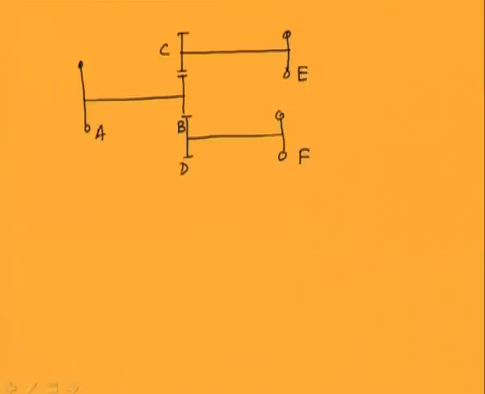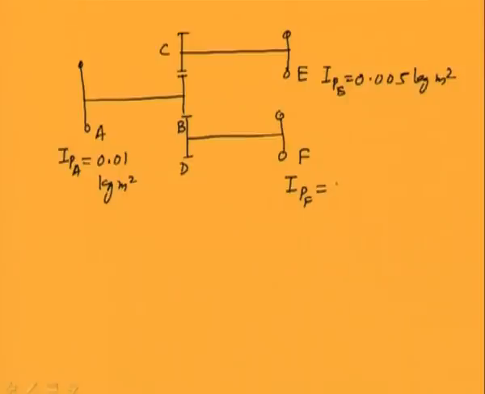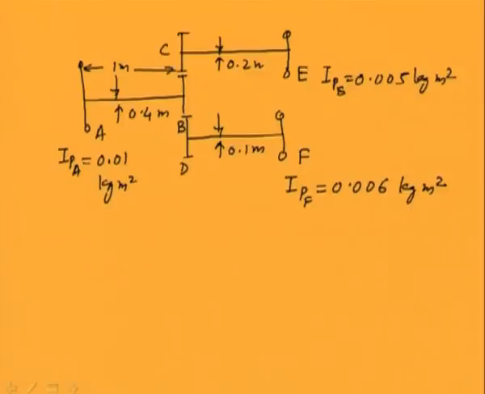The various parameters are as follows. The polar mass moment of inertia of disc A is 0.01 kg meter square, of disc E is 0.005 kg meter square, and of disc F is 0.006 kg meter square. The diameters of the various shafts are 0.2 meter, 0.1 meter, and 0.4 meter. For simplicity we have taken all the lengths of all three shafts as 1 meter.